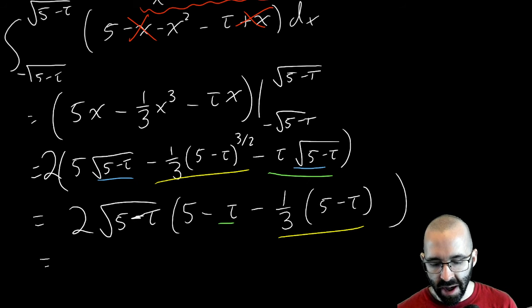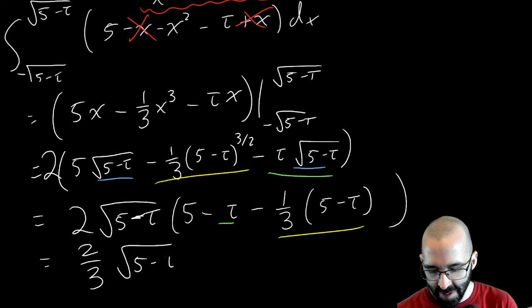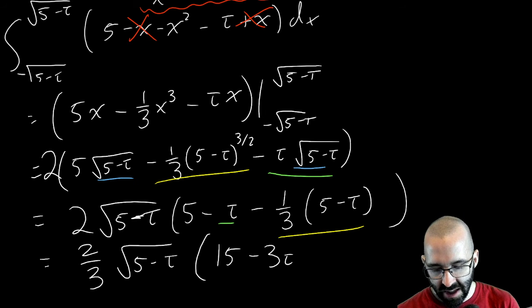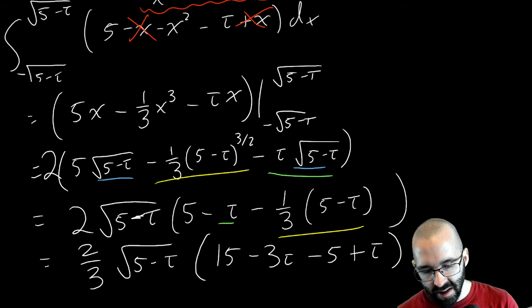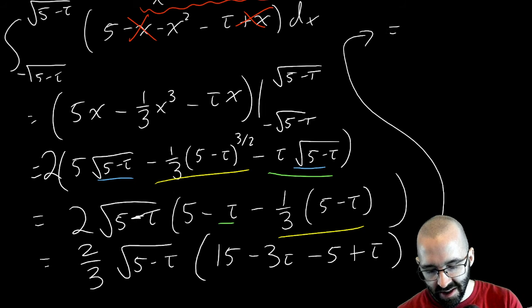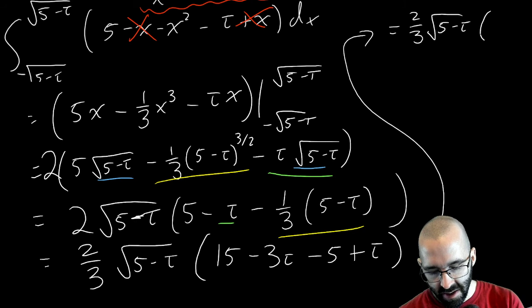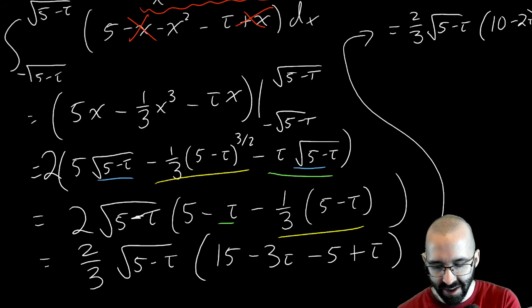It's also a little better if we factor out a 1/3 out of everything. So let's factor out a 1/3 out of everything. I won't skip steps this time. Factor out a 1/3, we get 15 minus 3t. Now it just becomes minus 5 plus t. And we can simplify our final answer to be 2/3 square root of 5 minus t times now just 10 minus 2t.